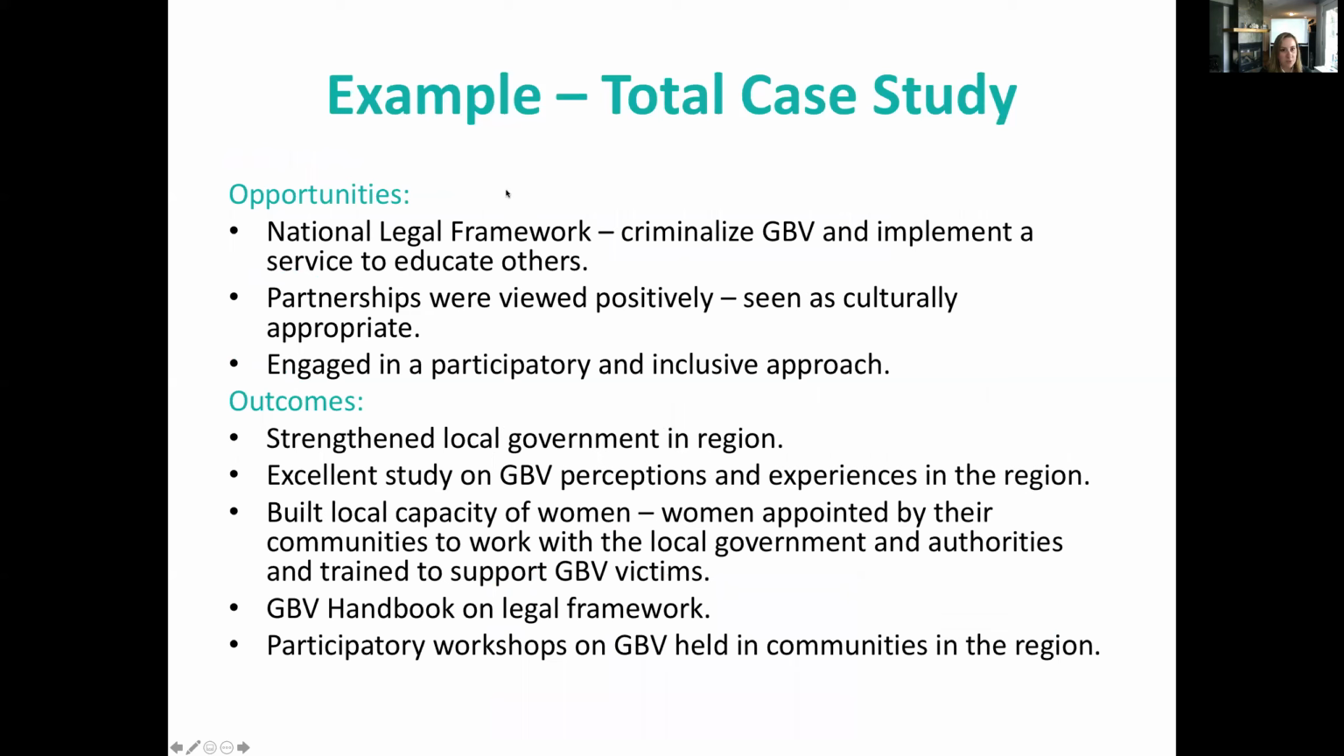So there were a number of opportunities that they saw. They worked on a national legal framework and worked to also help promote and educate the communities about it. They partnered with local organizations, which was very positive. And all of their engagement was very participatory, and they used inclusive approaches. So they did not specifically use GBA+, but they applied a larger sort of gender lens.